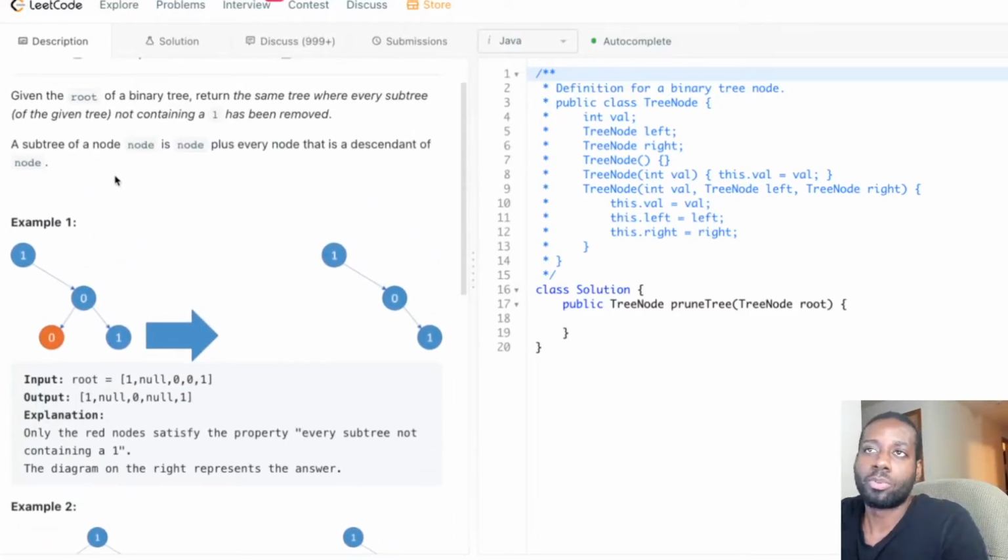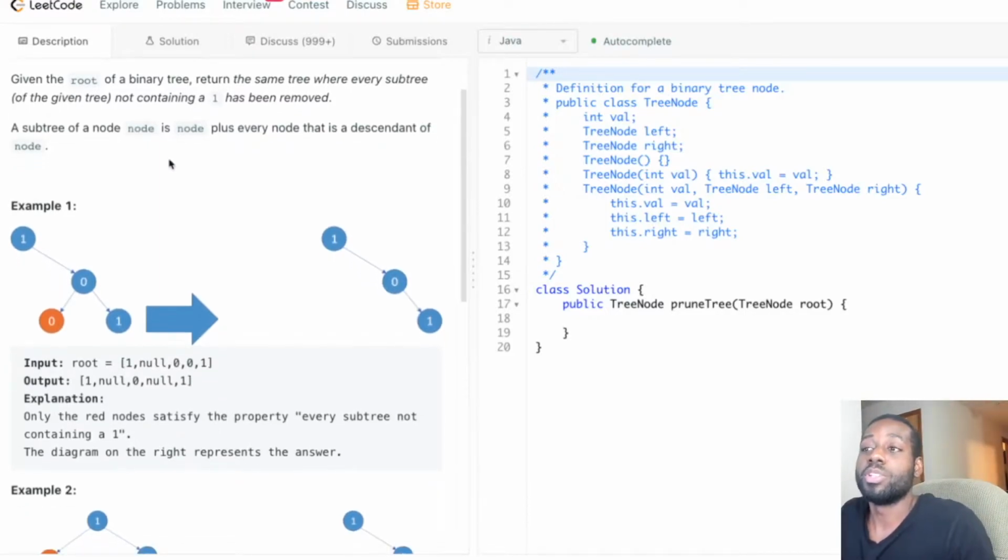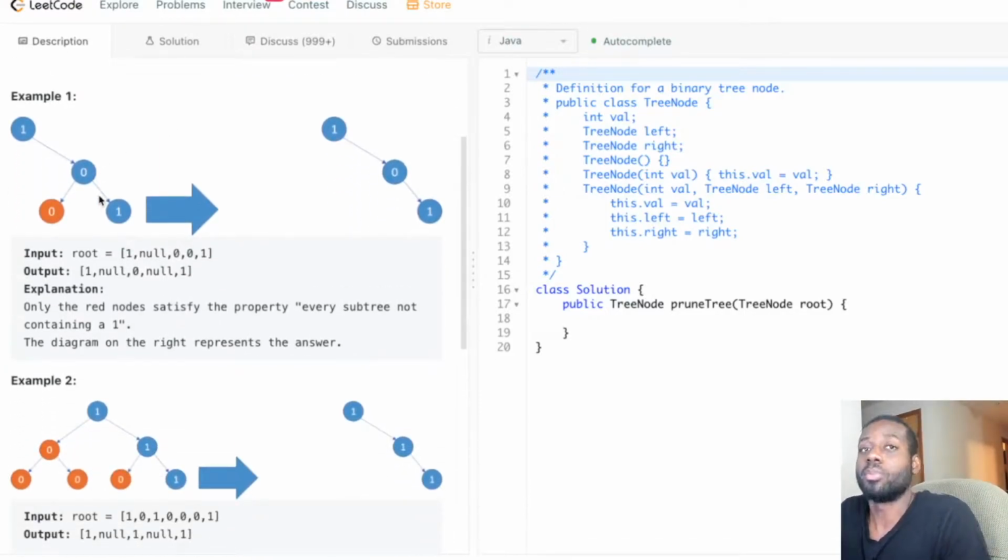To summarize the short problem statement, we're given the root of the tree, and we need to return the same tree, but by removing the subtrees where there's not a one in them. So that's kind of what we need to do. The examples are going to make it a lot clearer exactly what the ask is, so let's go ahead and see it.